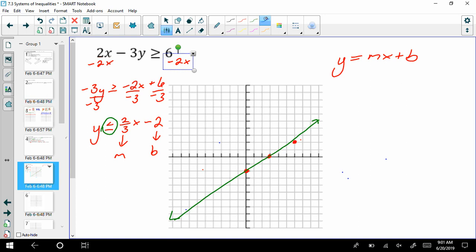And now we're going to figure out our shading. So I basically have to decide, am I going to shade above the line or am I going to shade below the line? It will be one of those two regions. To help you with that, let's pick a test point. My test point, if I can get away with it, I always like to use 0, 0 because it's easy to work with. I don't care where you substitute it in. You could put it into the original or you can put it into the one where you got y alone. We'll put it into the one where I got y alone.